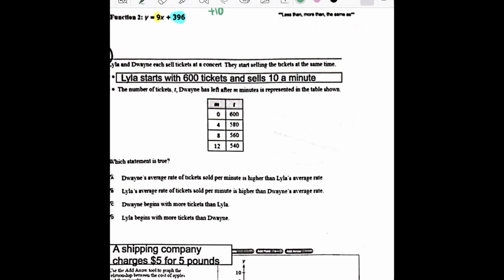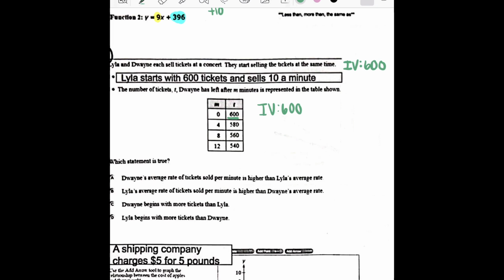So let's talk about our initial value. Lila, it says she starts with 600 tickets. That's her initial value. Dwayne, if you look in the table, he starts with 600 tickets as well. So they both have the same initial value. They started with the same amount of tickets.